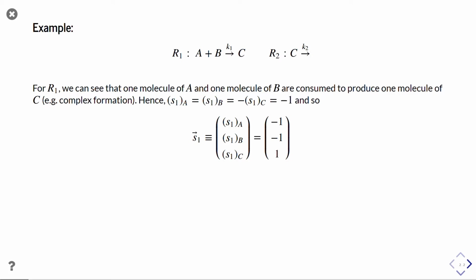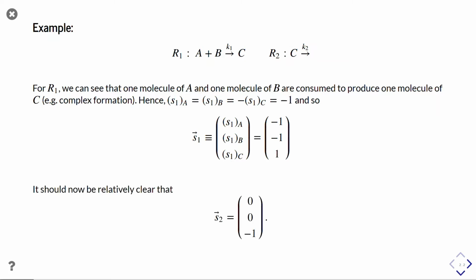For R1, we can see, as I said, that one molecule of A and one molecule of B combine to produce a molecule of C. Therefore, the components of the stoichiometry vector that correspond to A and B are both -1 to reflect that A and B are consumed in the reaction in step sizes of 1. On the other hand, the component corresponding to the molecule C in the stoichiometry vector is +1, reflecting the fact that one molecule of C is produced in reaction 1.